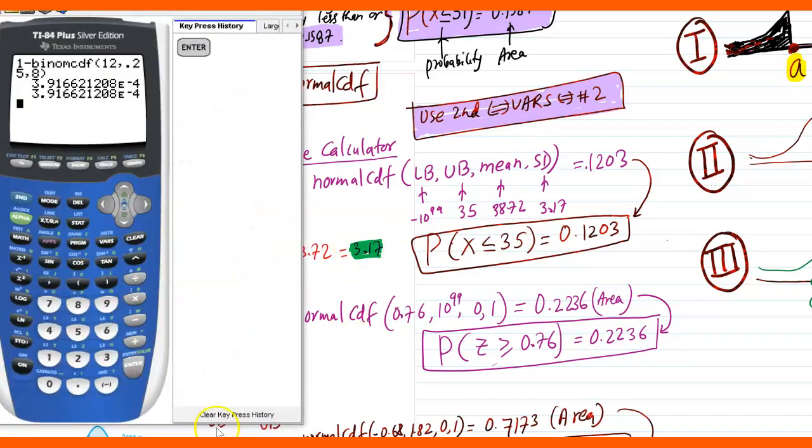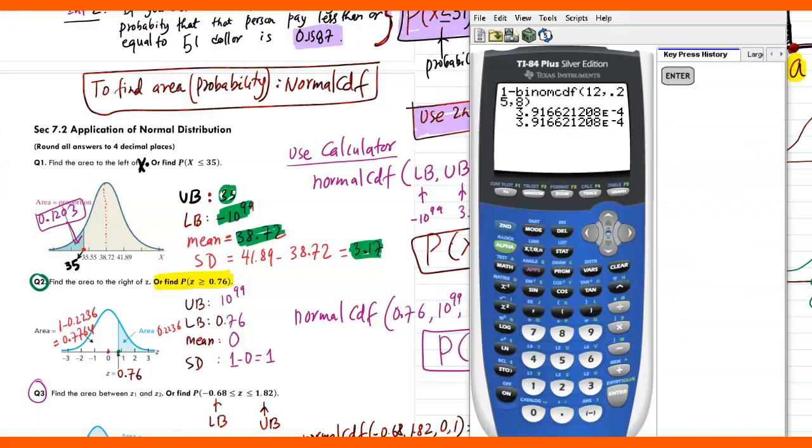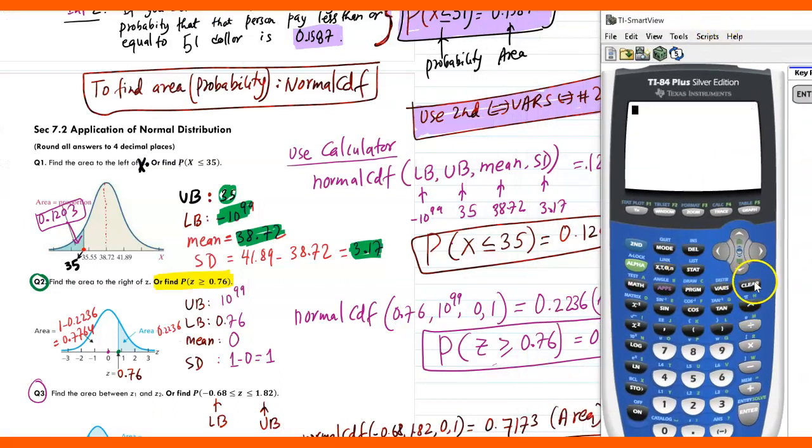Now you go to the calculator, okay, find normal CDF. This is the same place where you find the binomial CDF or binomial PDF in binomial distribution. You do second, VARS, and you do number 2. You click number 2. That's called normal CDF. It depends on the calculator. Some of you might have a row to input it. You might see upper bound, lower bound, mean, standard deviation option.